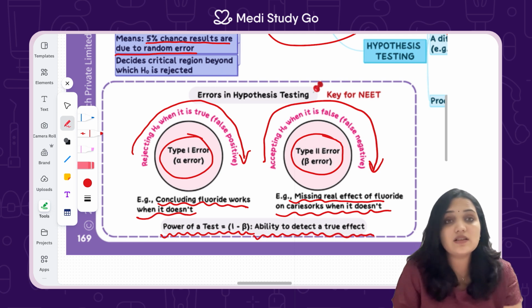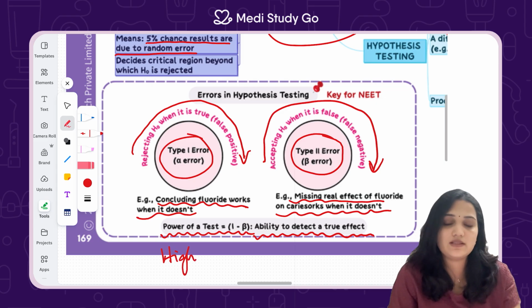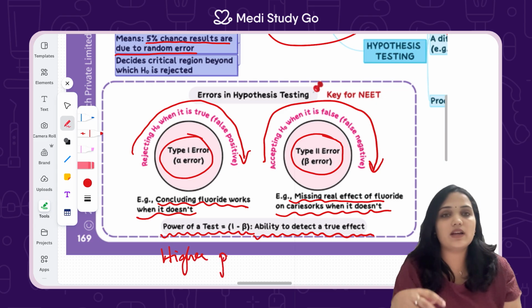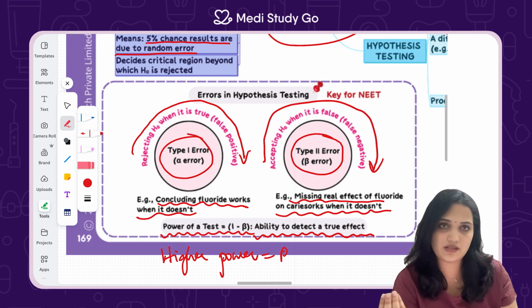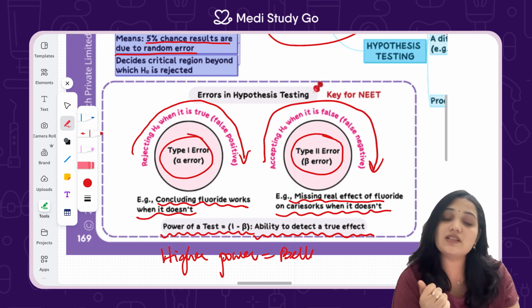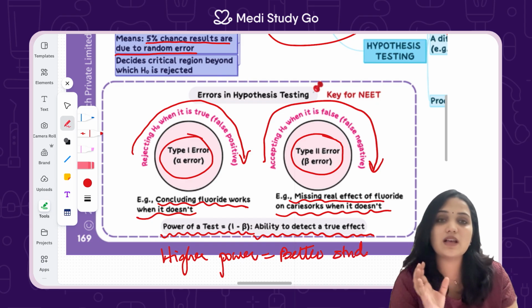And then there is another important word in statistics. It's called the power of a test. Now, what is this power? It is the ability to detect a real difference. The formula for power is 1 minus beta. Higher power means a better study.